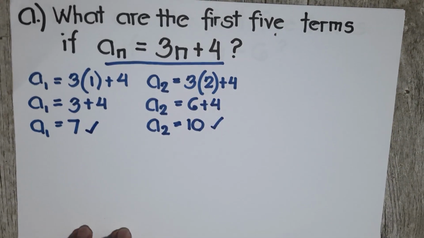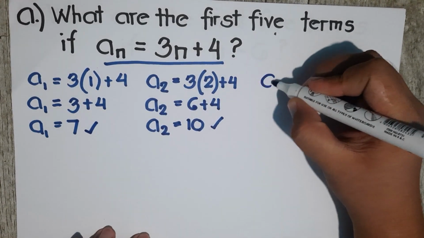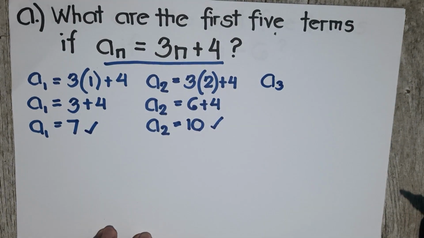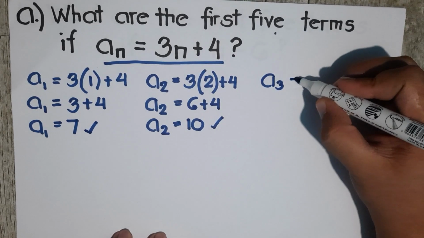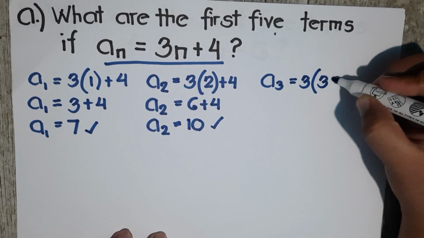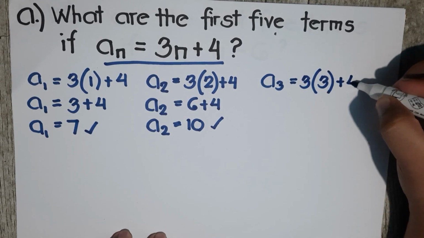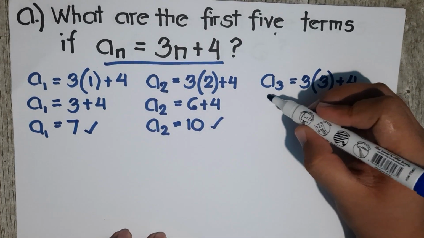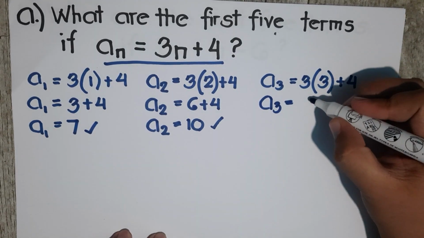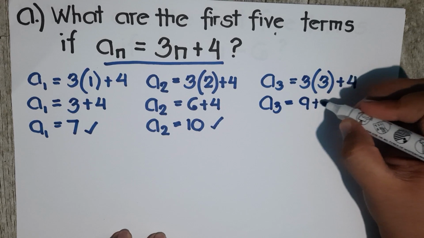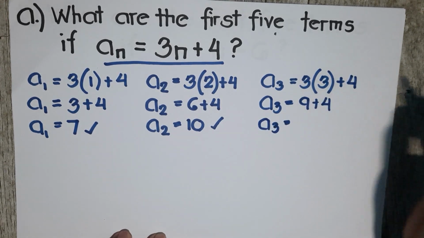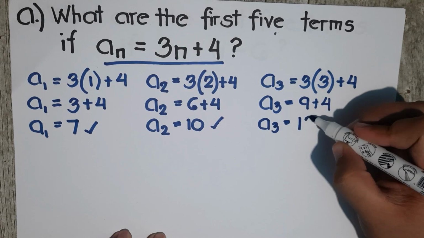We'll solve the third term. A sub 3, again, third term, so we'll replace n with 3, is equal to 3 times 3 plus 4. A sub 3 is equal to 3 times 3 is equal to 9, plus 4. So a sub 3 is equal to 9 plus 4, 13.